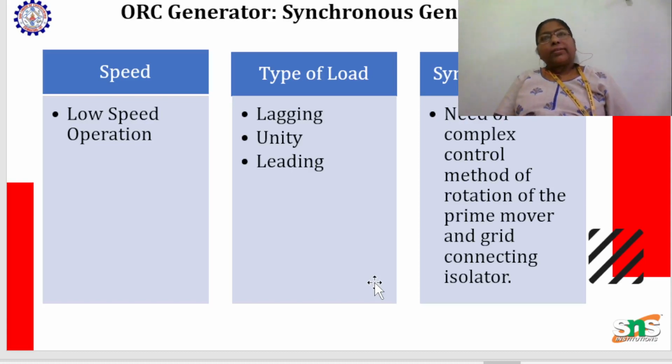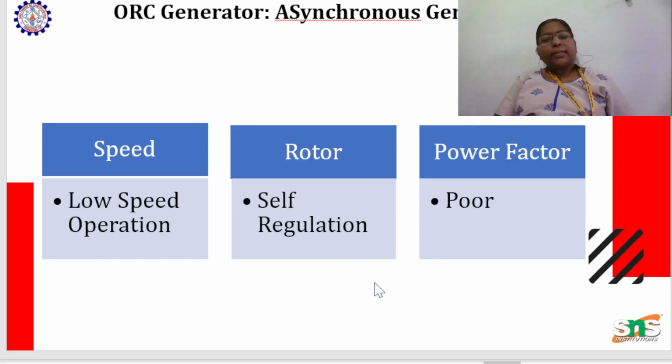If it is going to be synchronous, the operating temperature of the fluid is very low, so the mechanical work is also going to be very low. Therefore, the alternators are going to be driven at very low speed. That is one issue. And the performance of the synchronous generator is going to vary based on the type of load that is connected. And you have a lot of synchronization procedures to couple the generated power with the grid.